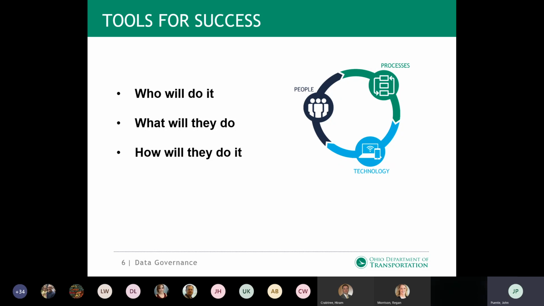And that's part of the technology stack, right? So we'll look at a couple of examples of those. And through the presentation, what I hope to realize with you is we're going to figure out who's going to do it, what they'll do, and then how they're going to do it. So again, that goes back to people, processes, and technology.